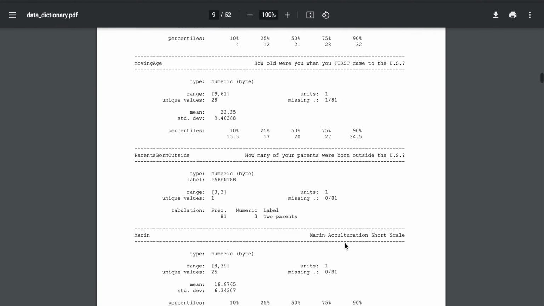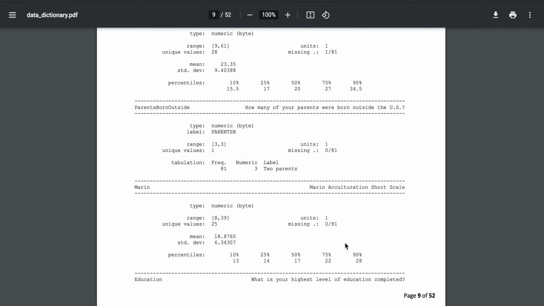And then how many of your parents were born outside the US? And the range is 3 to 3 and unique values 1. So all of them have the same number 3.